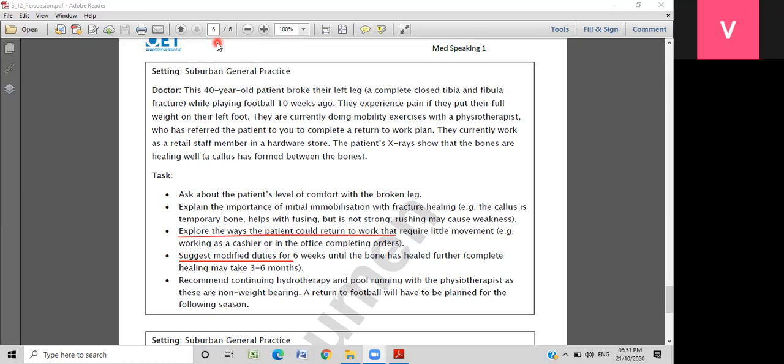I think bone formation will take 3 to 6 months to heal, and you had 10 weeks after surgery, so you should wait for 6 weeks more. So after 6 weeks, you can resume your duty like before.